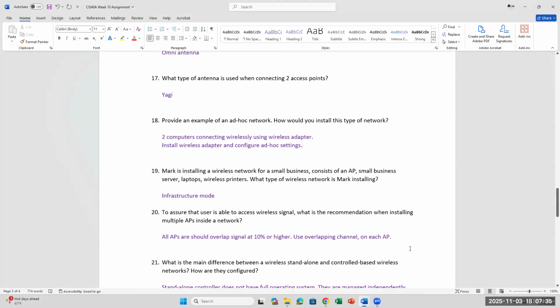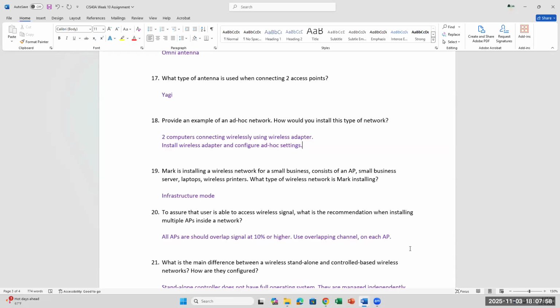So 19, it says Mark is installing a wireless network for a small business, which consists of an access point, a small business server, laptops, and wireless printers, right? What type of wireless network is Mark installing? And this is called infrastructure mode, which provides the BSS, your basic service set.